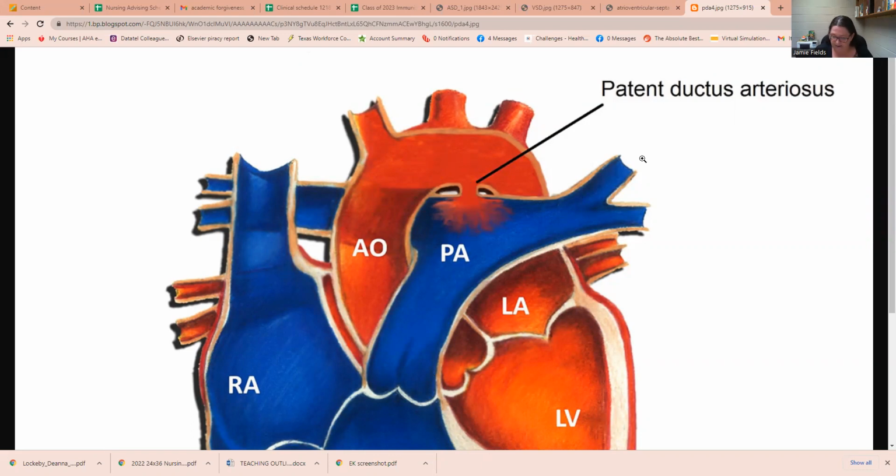Surgical treatment, non-surgical treatment first. Medically, they can give indomethacin to try to promote closure. Indomethacin is an NSAID, and it can sometimes cause this opening to close. If that doesn't work, they can use the cath lab, do a heart cath, and use coils to close a small defect. They can also do surgical ligation. They go in and just tie it off.